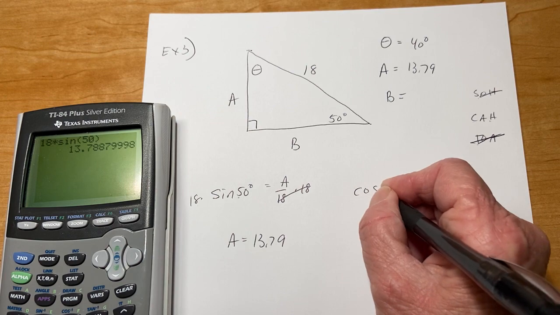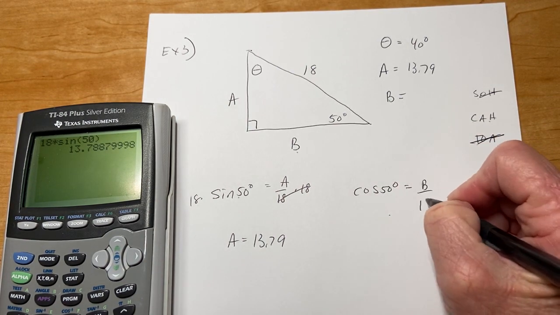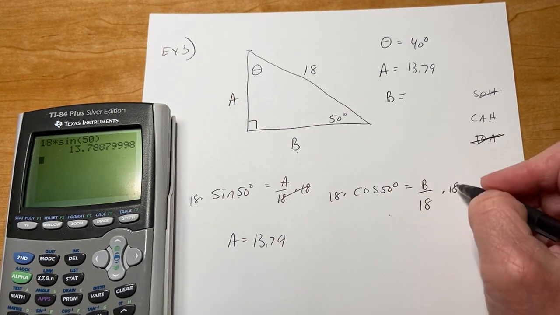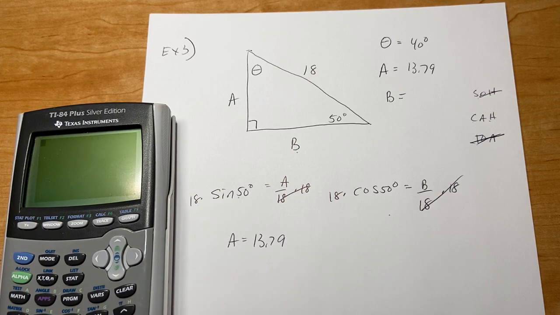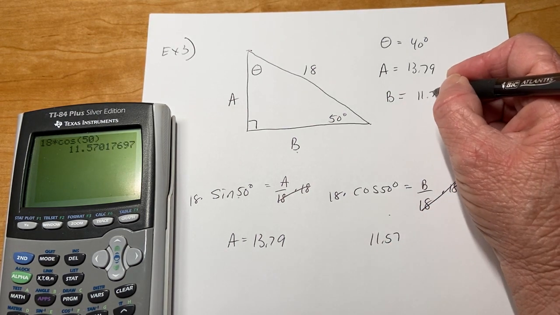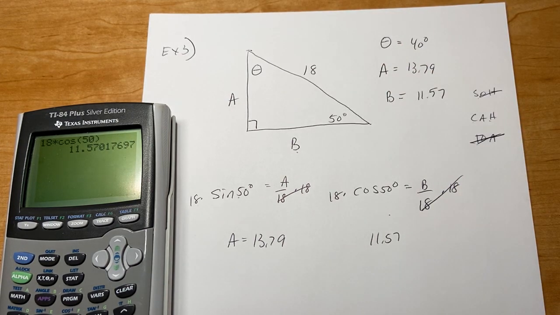Let's see, that was sine, so now use cosine. So cosine of 50 degrees equals adjacent B over 18. Works the same way. Times by 18, times it by 18. This goes away. So I'm going to do 18 times cosine 50. Boom. 11.57. Those are both less than 18, so I know I didn't mess up. That's my Lieutenant Dan.